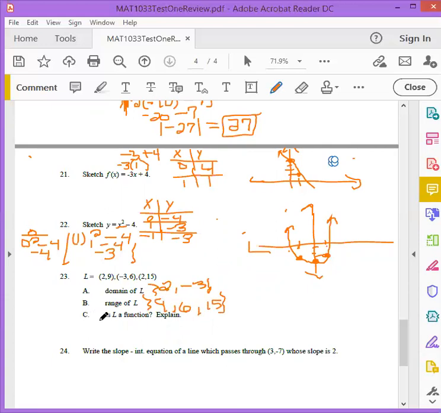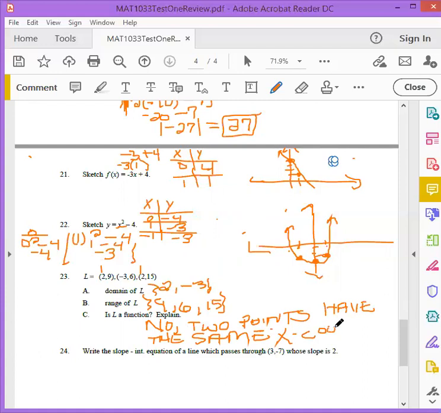Is this a function? Do we have different x coordinates? We have a 2 here and a 2 here. So that means this is not a function. We have the repeating x coordinates. Two points have the same x coordinate, and that makes it not a function.